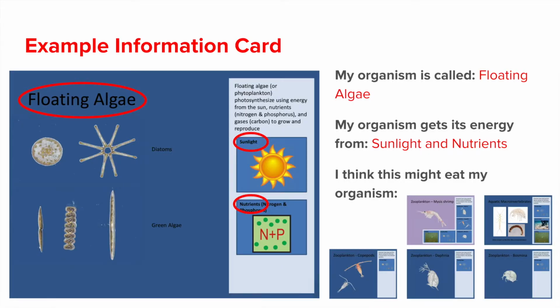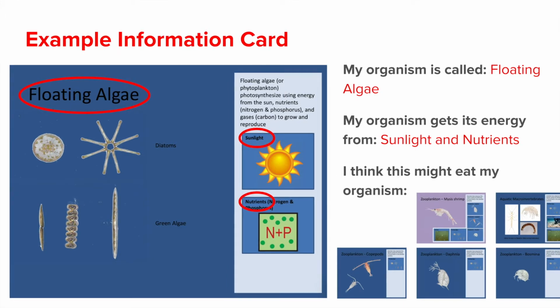So for each information card, you'll have the name of your organism up here at the left, and I have it circled in red. So the name of this organism is floating algae. But where you're going to find where your organism gets its energy from is written right here. So it gets its energy from the sunlight and from nutrients. The third question is where you're going to have to do even more digging.